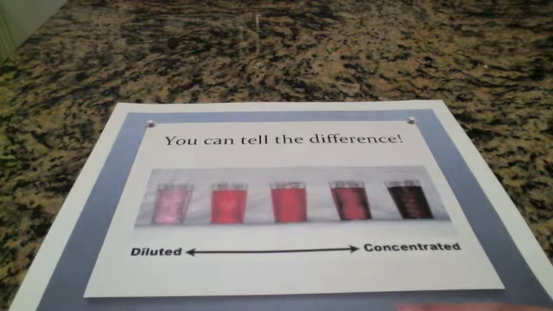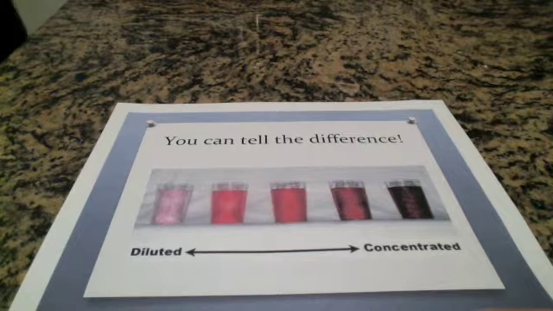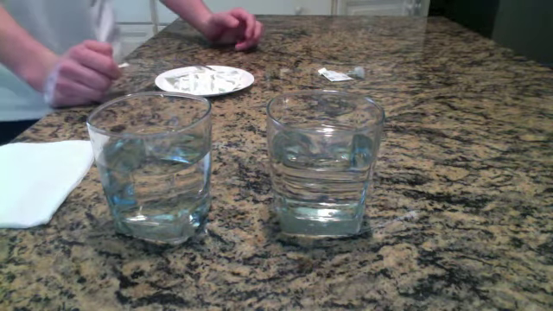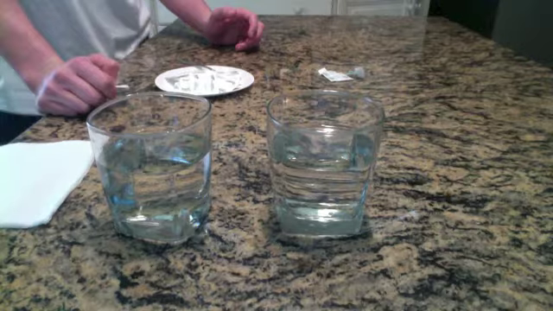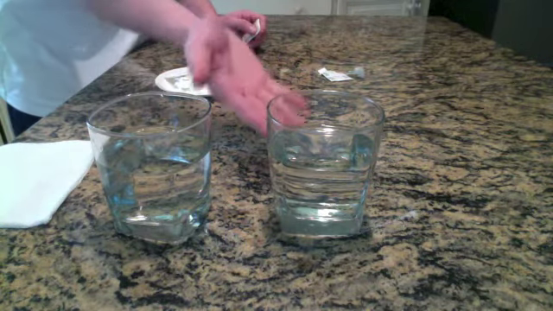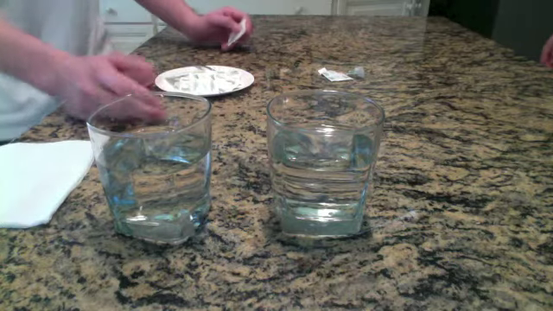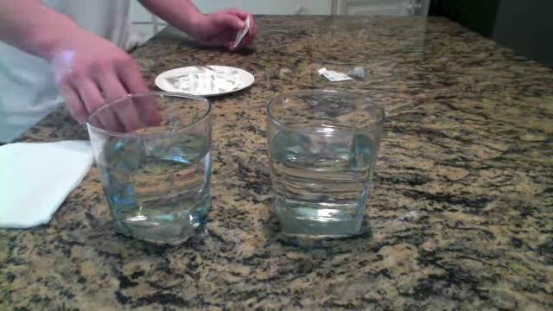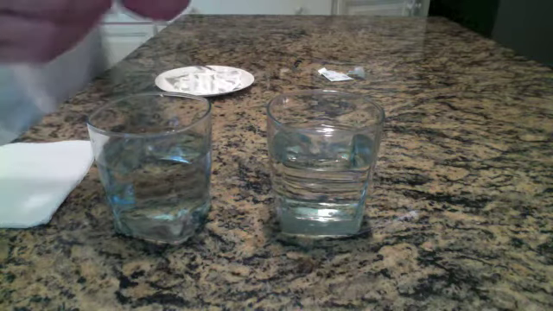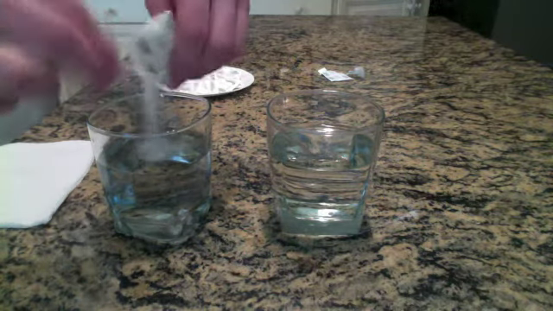Next, we have an experiment involving water to tell the difference between a diluted and concentrated solution. Alright, so we are going to use a demonstration with water to express the differences between a diluted solution and a concentrated solution. Now the diluted solution will have less particles dissolved inside of it, and therefore we're going to put one sugar packet into it to show the difference.